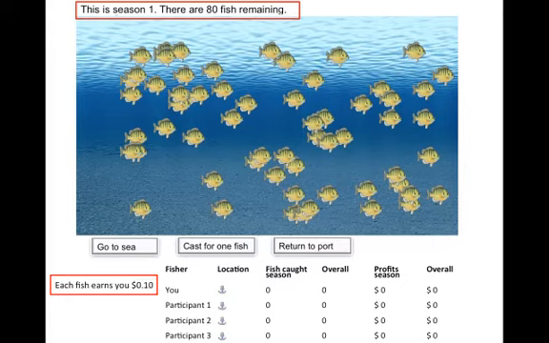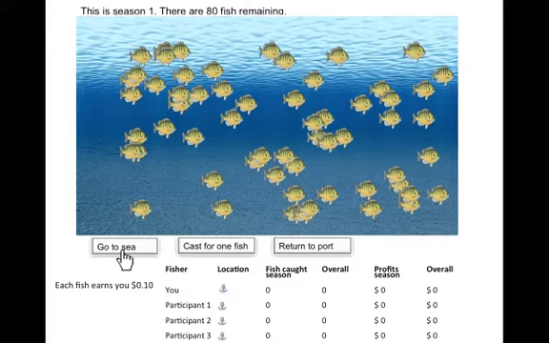You can also make money by fishing. You will be paid 10 cents for every fish you catch. Once the simulation begins, you may go to the sea and catch as many fish as you like. To start fishing, simply click on Go to Sea. Your location is now in the sea as indicated by the Earth symbol. Once you're in the sea, you may now catch fish. To do so, click on Cast for one fish.